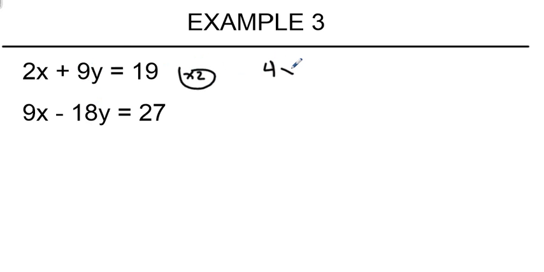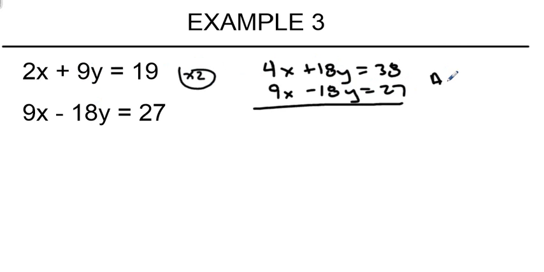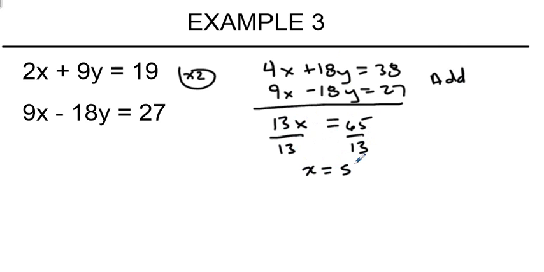So that's going to give me 4x plus 18y equals 38. My other equation I left alone. Didn't make any changes to that one. And so there's my two equations. I'm going to add them. So this gives me 13x. They cancel out. And this should give me 65. We're going to divide by the number in front of the variable. Whatever you do to one side, you do to the other. And so x is going to equal 5.